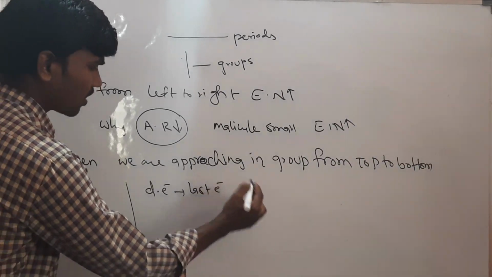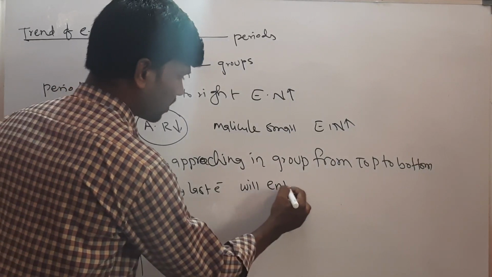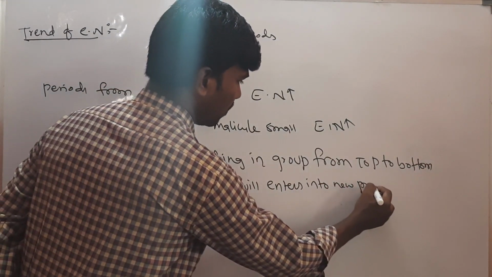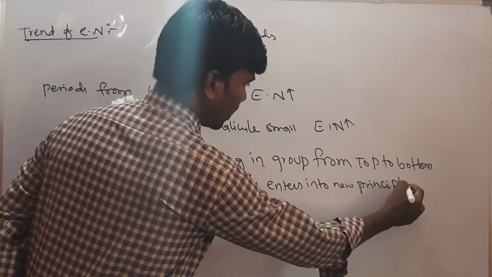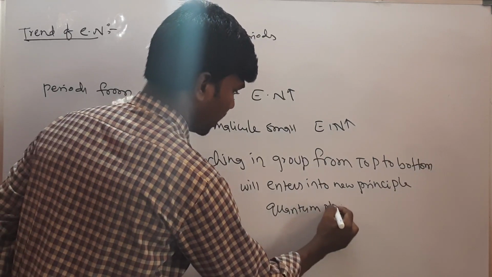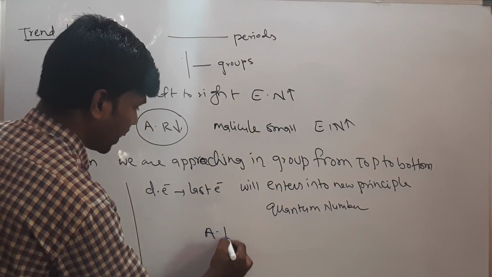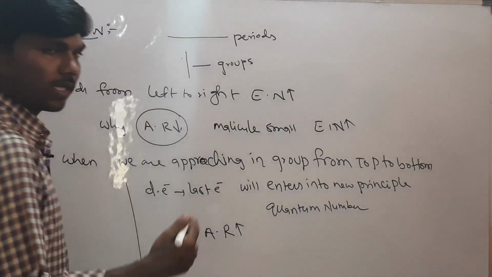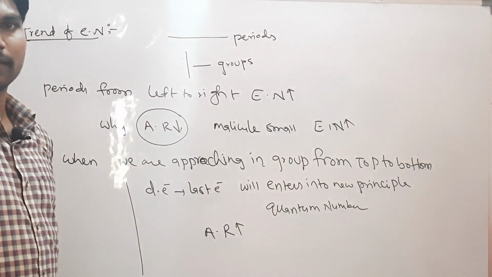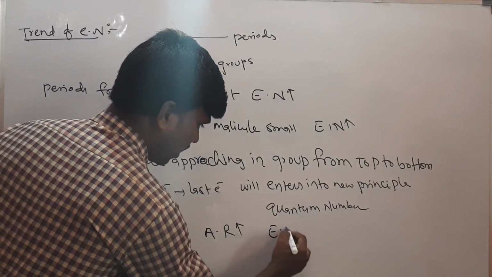Differentiating electron means the last electron enters a new principal quantum number. Because of that, the atomic radius will increase. When atomic radius increases, the nucleus may not attract valence electrons that effectively. Because of that, the electronegativity value will decrease.